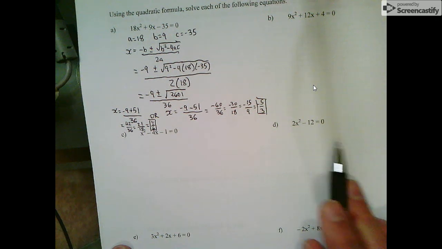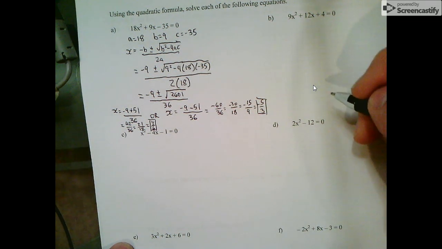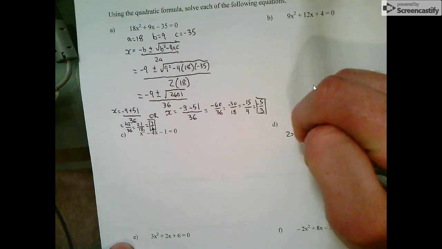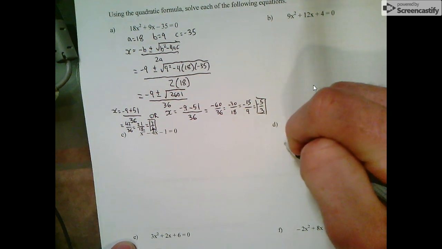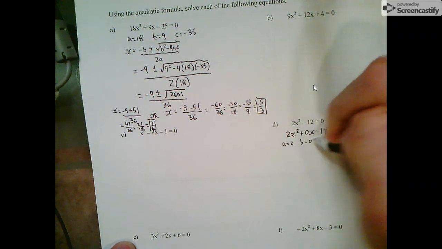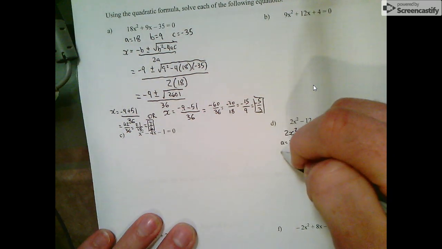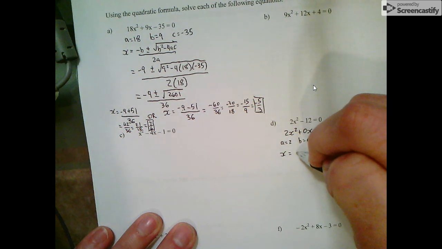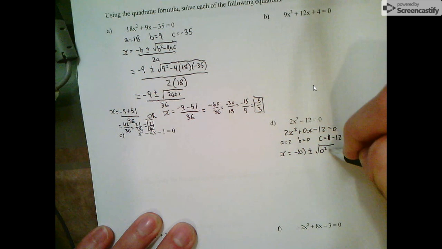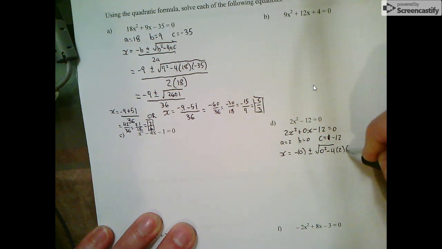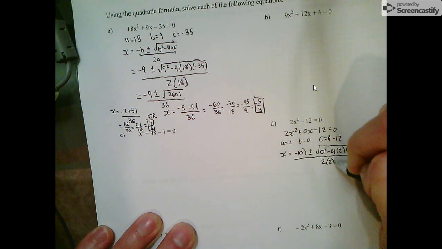If you're missing pieces, like here, see how there's no number between these two, then you can add it in with a 0 as a coefficient. So this is the same thing as 2x squared plus 0x minus 12 equals 0. So a is 2, b is 0, c is negative 12. Pop it into the formula. X equals negative b, which is negative 0, plus or minus the square root of 0 squared minus 4 times 2 times negative 12, all over 2 times a, 2 times 2.